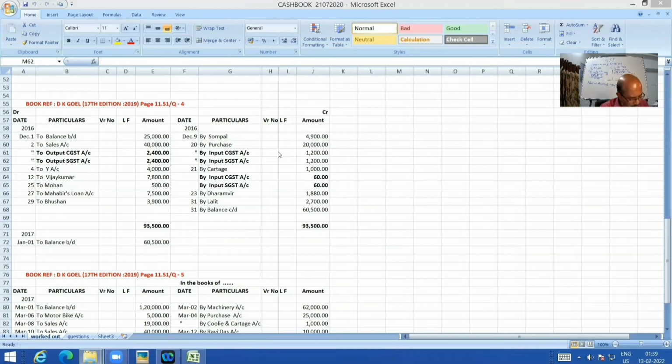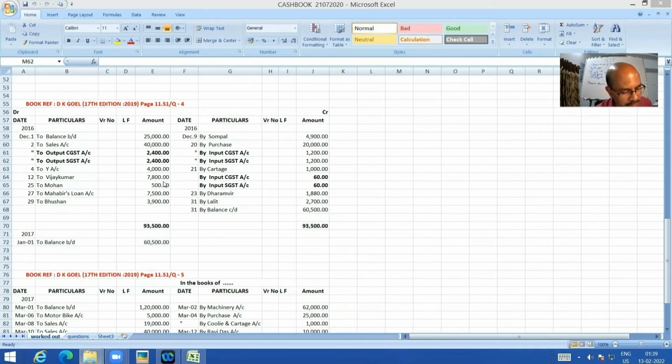Received from Vijay Kumar 7,800 and discount allowed 200. Again, discount allowed, summarily ignore. Physical movement of money collected 7,800. Cash to Vijay Kumar 7,800.